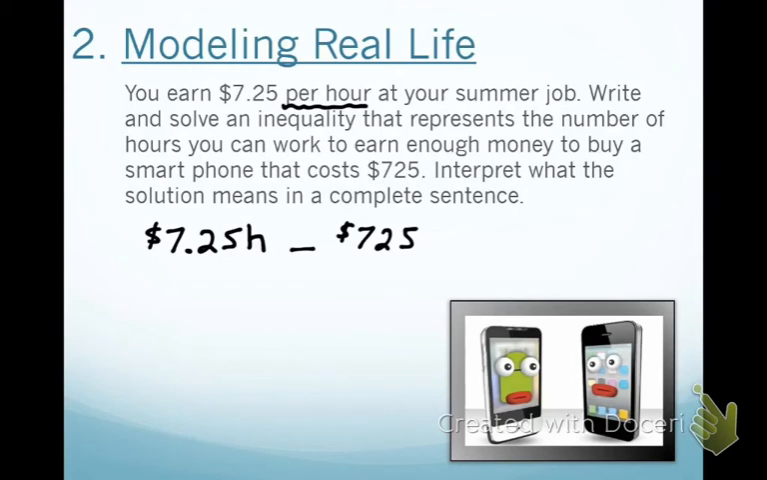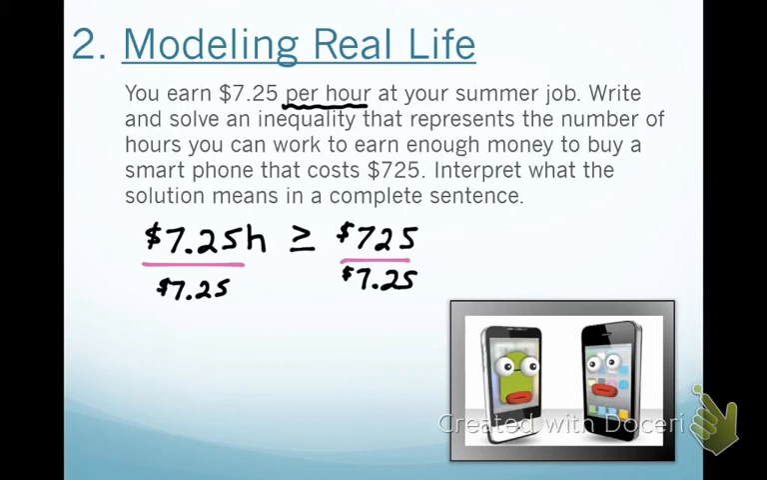Could you buy this phone if you had less than $725? No. So guess what the sign is? It has to be greater than. And then in the end, it tells us that we're going to interpret what it means. We'll interpret that here in just a second. For now, let's solve for H. How do I get rid of $7.25? Good job. On both sides, we're going to go ahead and divide by that $7.25 to try to get the H by itself.